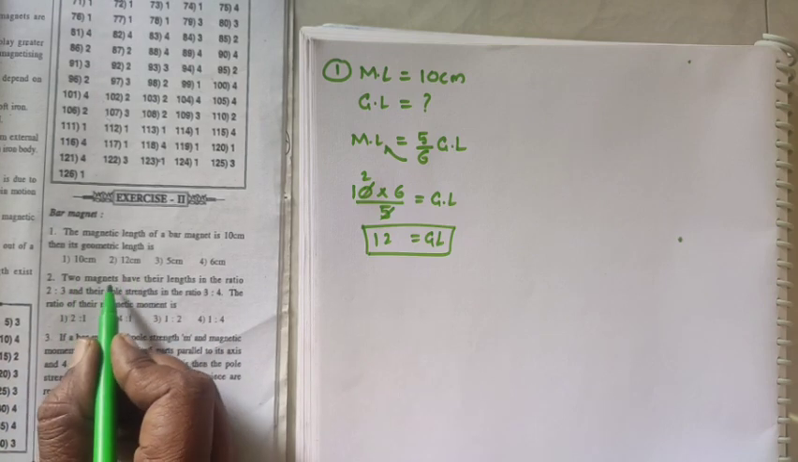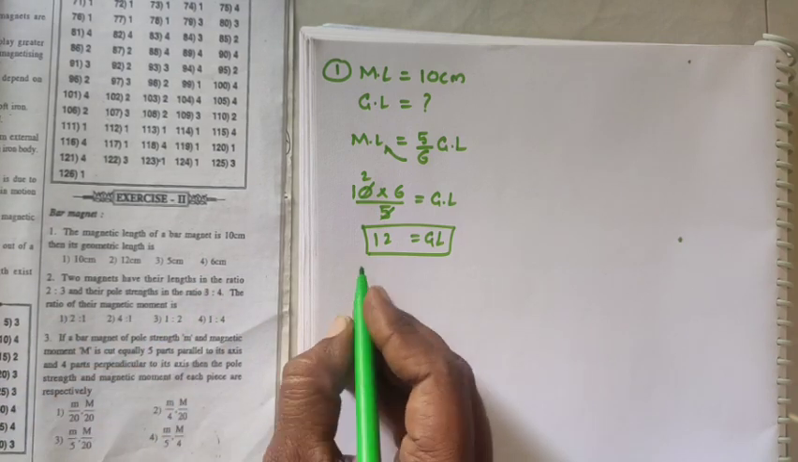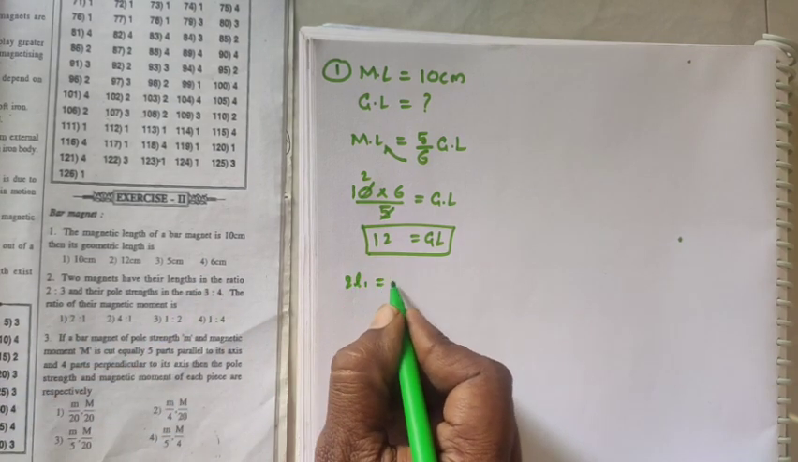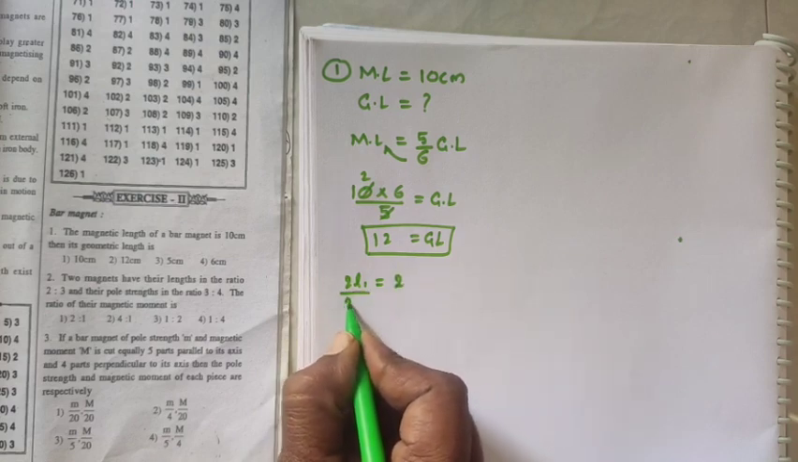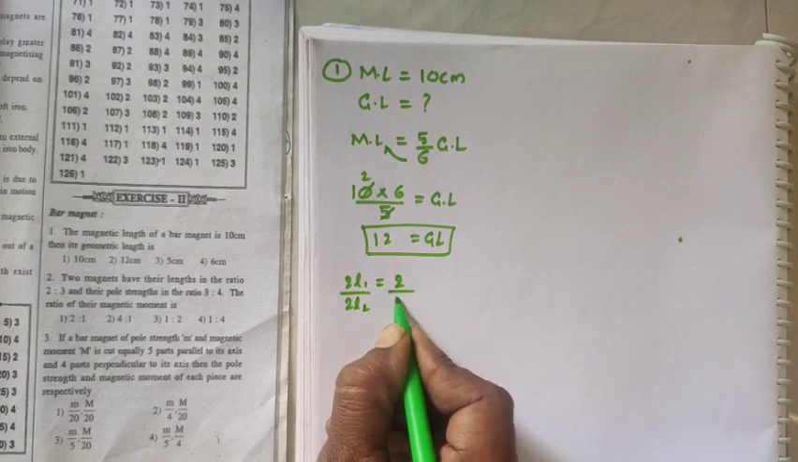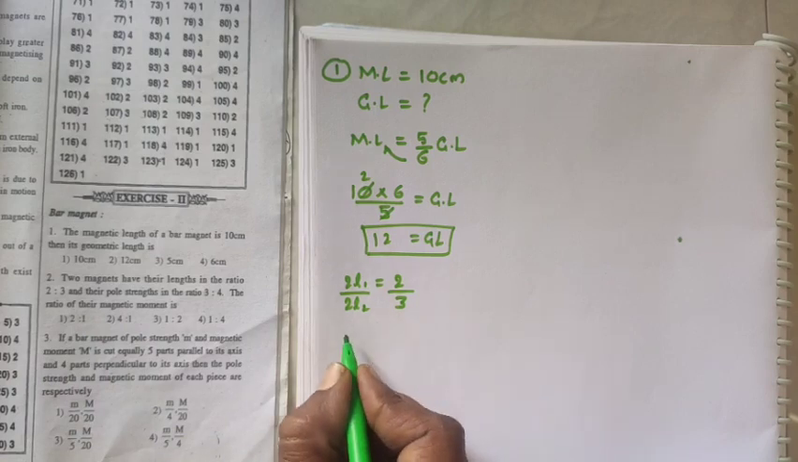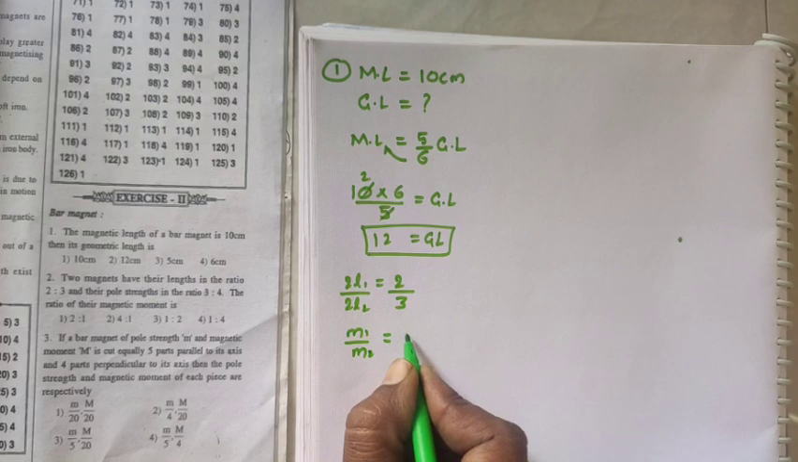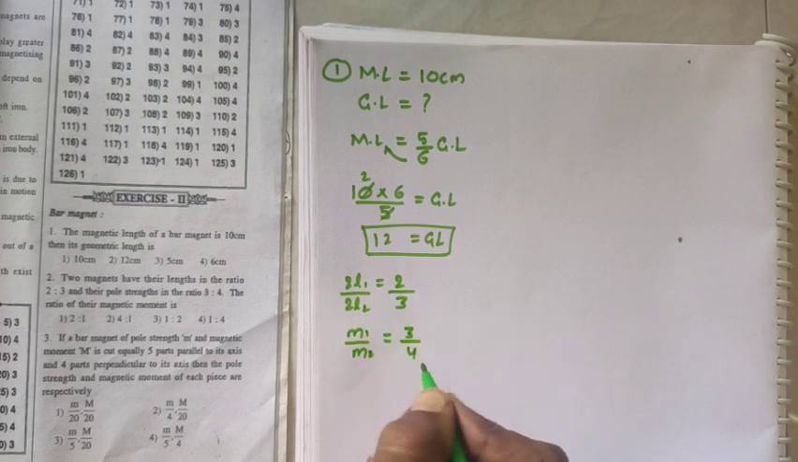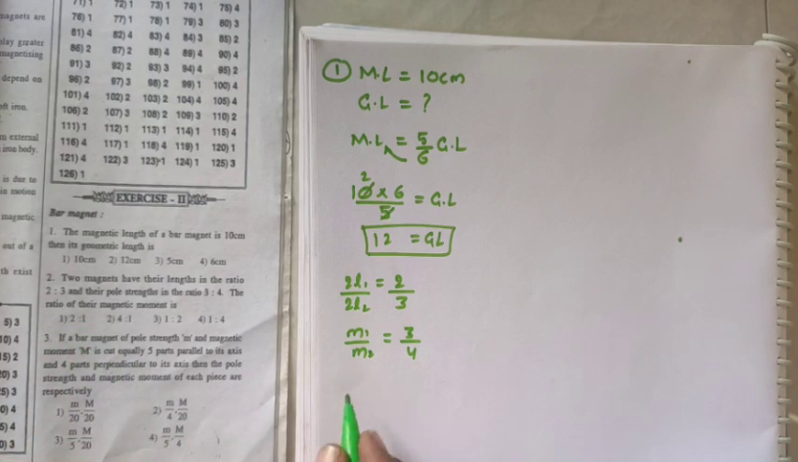Next one, two magnets have their length in the ratio 2:3. Magnetic length in the ratio 2:3 means 2L1 and 2L2, so those are 2 by 3, right? Their pole strength is 3:4. Pole strength I will represent by the letter small m, so its value is 3 by 4. What did they ask to determine here? The ratio of their magnetic moment.